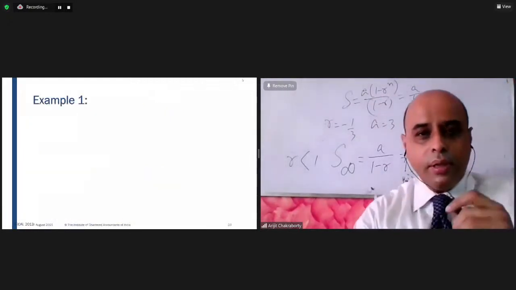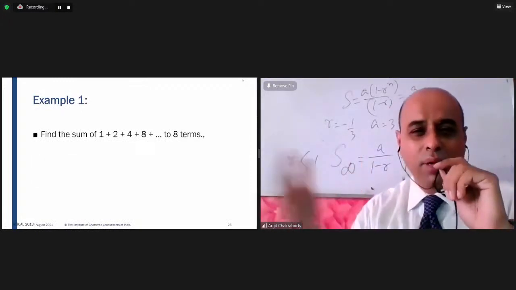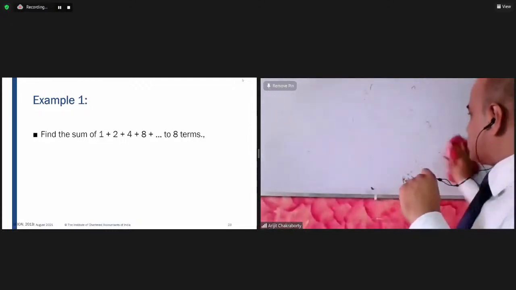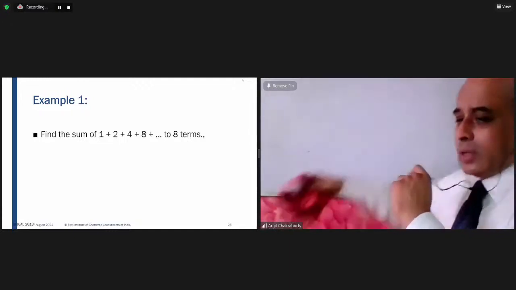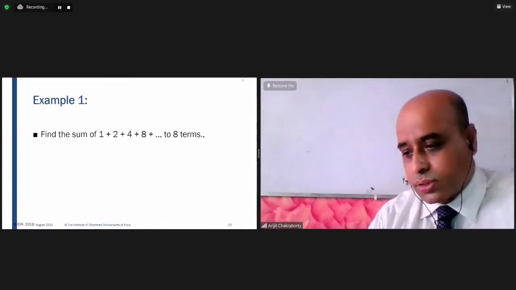Okay. Now let us see more examples. Find the sum of 1 plus 2 plus 4 plus 8 up to 8 terms. This is a fairly simple question, so just try to solve it and check. Yes, too many of you got the right answer.